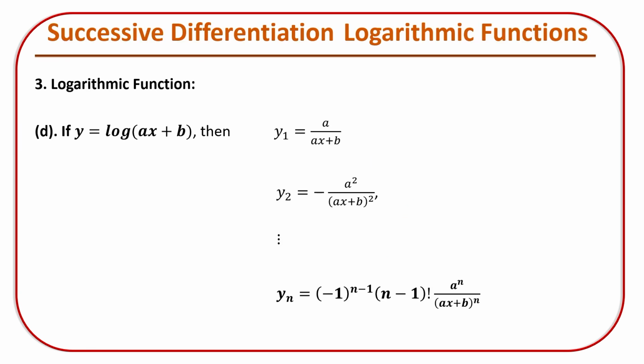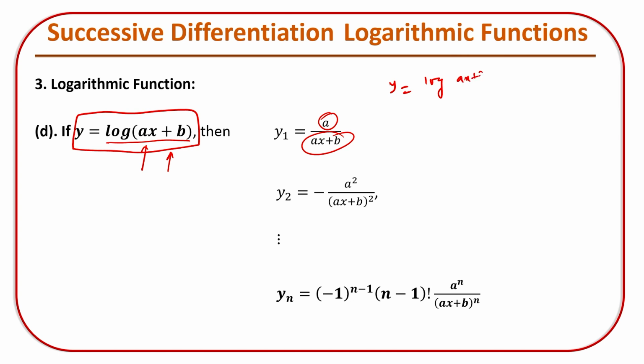So now look at the structure of this function. The function is y equal to log of ax plus b. Here ax plus b is an argument in the log function. So y1 can be written as a divided by ax plus b. How did we find this out? So y is given as log of ax plus b. Taking dy by dx as d of log of ax plus b, since log of x is known, that's why we are going to use the chain rule.